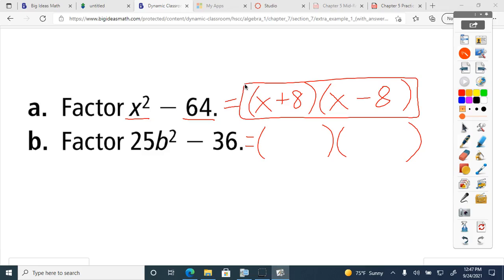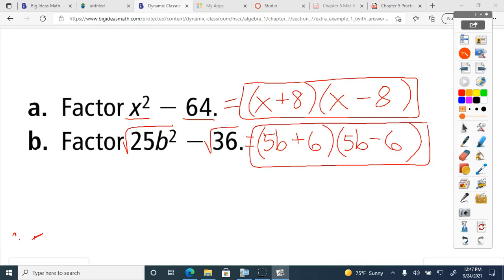B. Is 25 a perfect square? Is b squared a perfect square? So what is the square root of 25b squared? 5b. 5b goes there. And is 36 a perfect square? What's the square root of 36? Plus 6, minus 6. Okay? You're done. Again, it's just a little shortcut from doing the ever long way. Shouldn't have to be dividing.